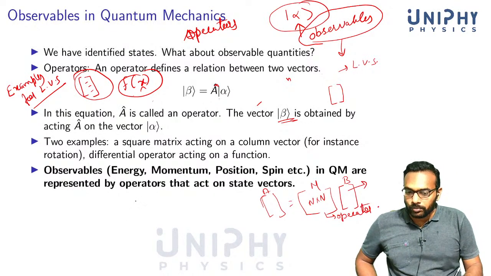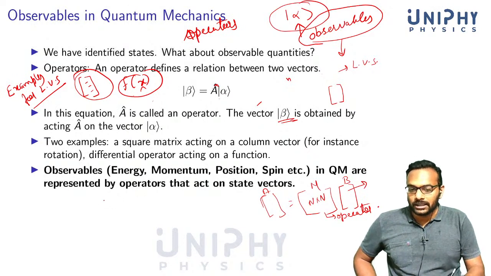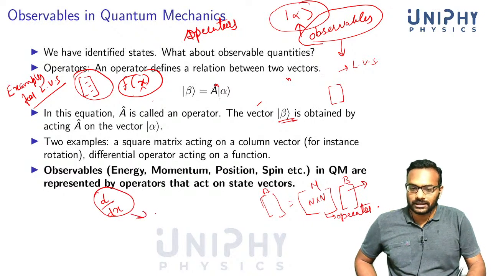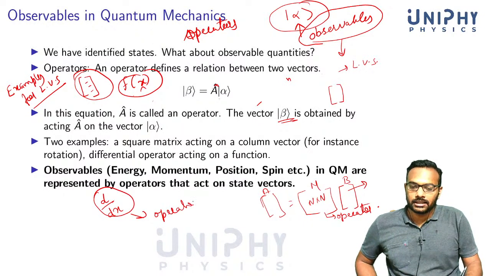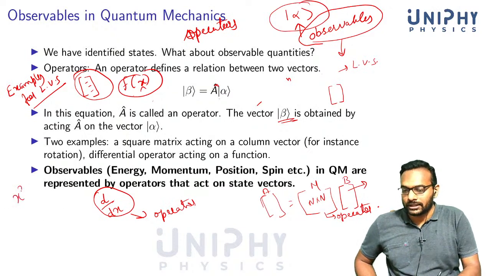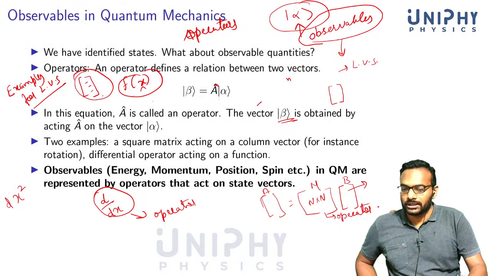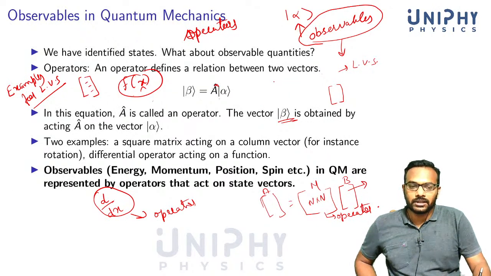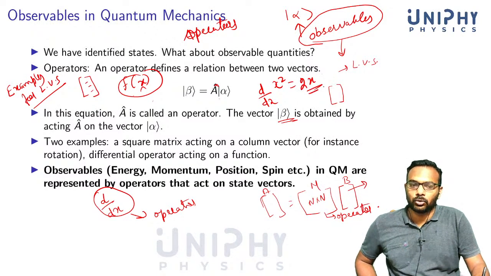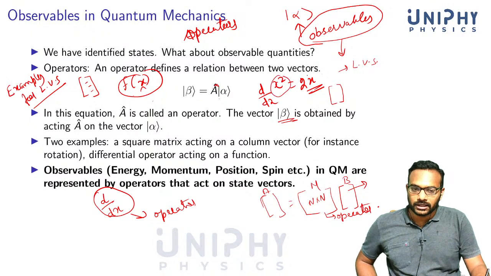In the case of complex functions, you know that if you differentiate, this is an example of an operator. Why? If you take some function, let's say x square, and act an operator on it, if you do d by dx, you will see that you get a different function of x, which is 2x. Am I right? If you take d by dx of x square, you get 2x. You see that x square is a different function from 2x.